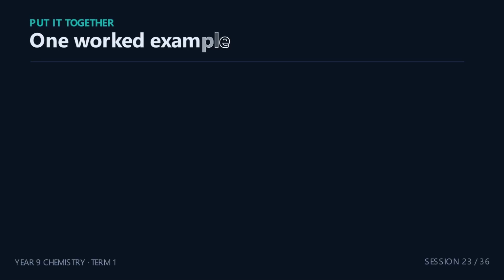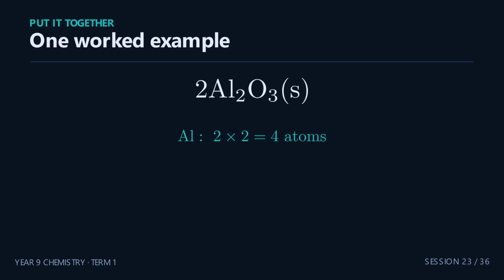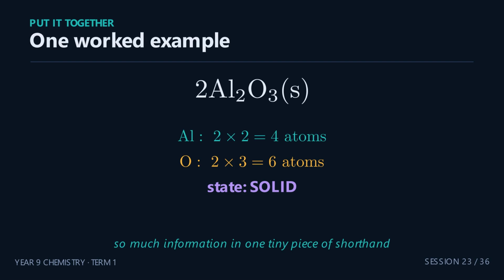Let's put it all together with one worked example. 2Al2O3, solid. Start with the aluminum. Coefficient 2 times subscript 2 gives 4 aluminum atoms. Now oxygen. 2 times 3 gives 6 oxygen atoms. And the state? Solid. So this single expression tells us 4 aluminums, 6 oxygens, all in the solid state. See how much information is packed into that tiny piece of chemical shorthand? That's the power of the language you're now learning to read.